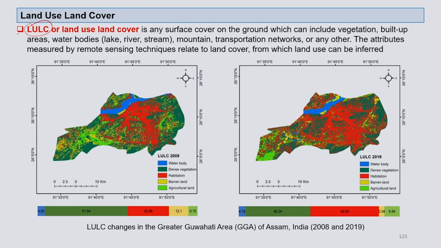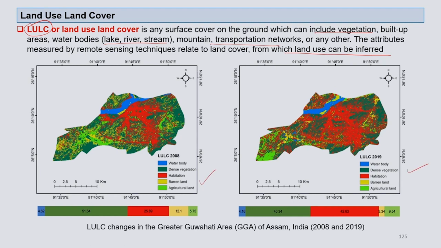I am sure many of you might know about these terminologies. Land use and land cover means any surface cover on the ground, which includes vegetation, built up areas, water bodies like lake, river or any stream, mountain, transportation networks or any other thing on the ground. The attributes related to land cover are measured by remote sensing techniques, and from them the land use can be inferred. Okay. So, in this slide you see 2 nice pictures.